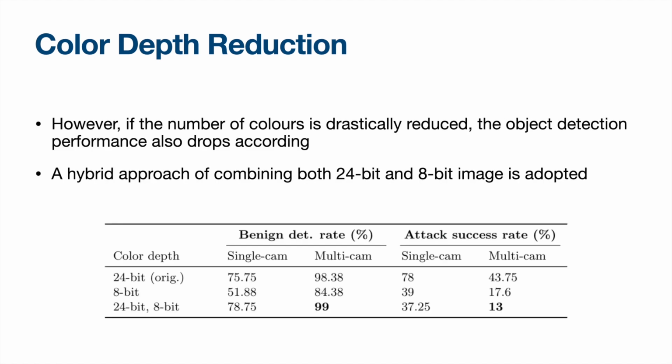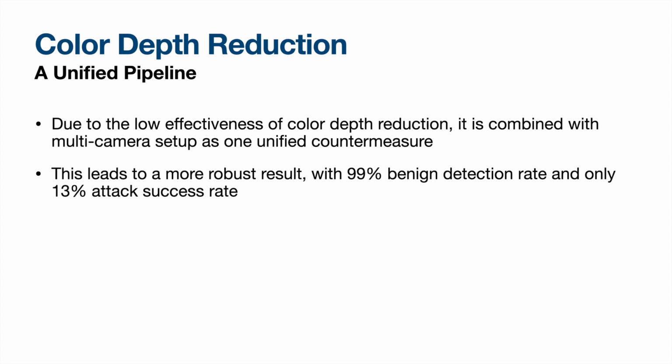However, if the number of colors is drastically reduced, then the object detection performance also drops accordingly. Hence, a hybrid approach of combining both 24-bit and 8-bit images is adopted. This leads to a more robust result, with 99% benign detection rate and only 13% attack success rate.